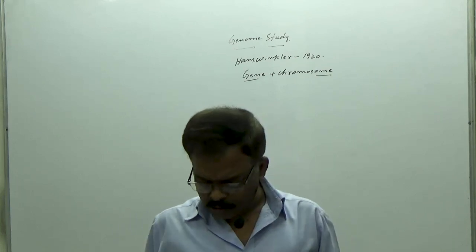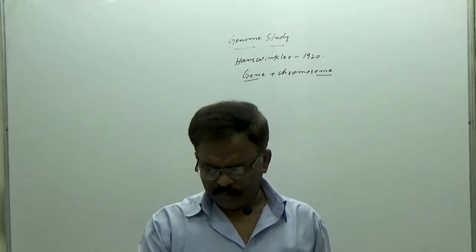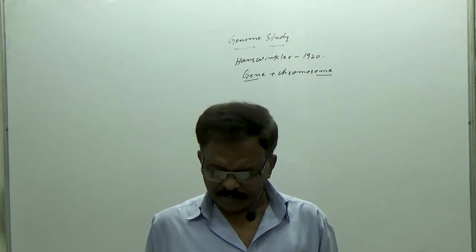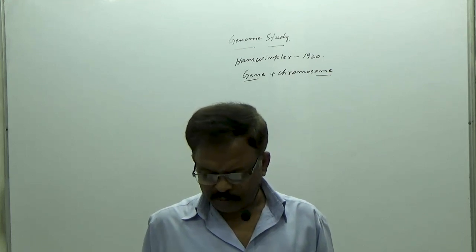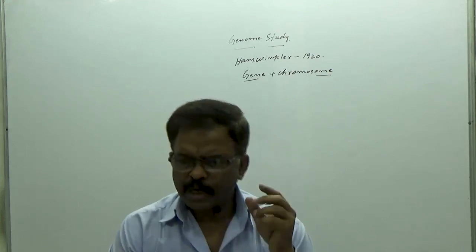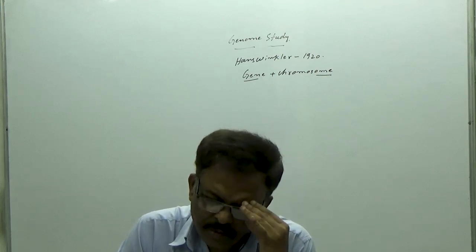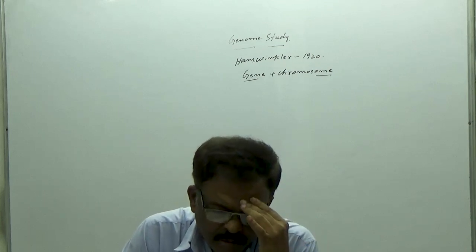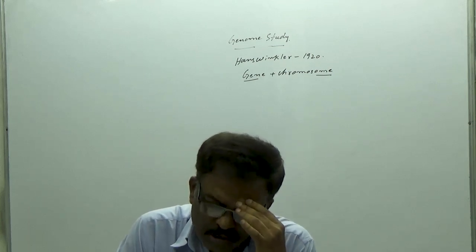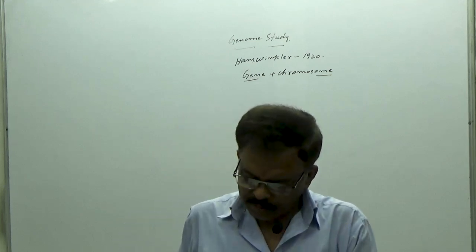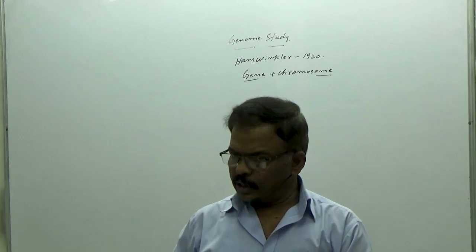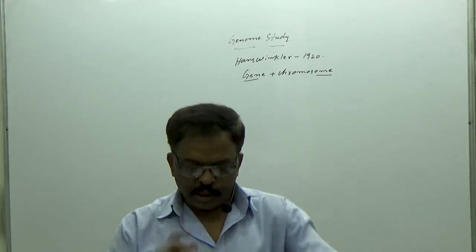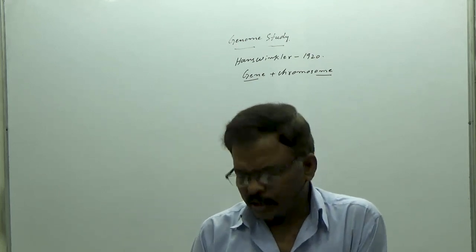Genome includes all chromosomes and mitochondrial DNA. Mitochondria also have DNA, a separate DNA. So genome includes all chromosomes and mitochondrial DNA. That means genome includes both functional and non-functional DNA.